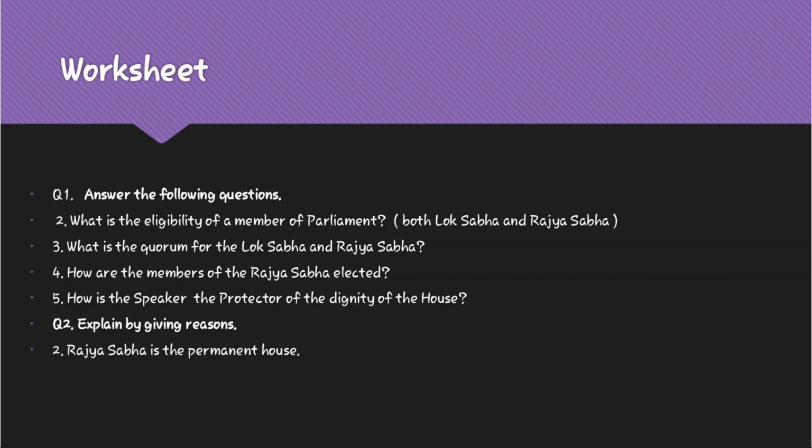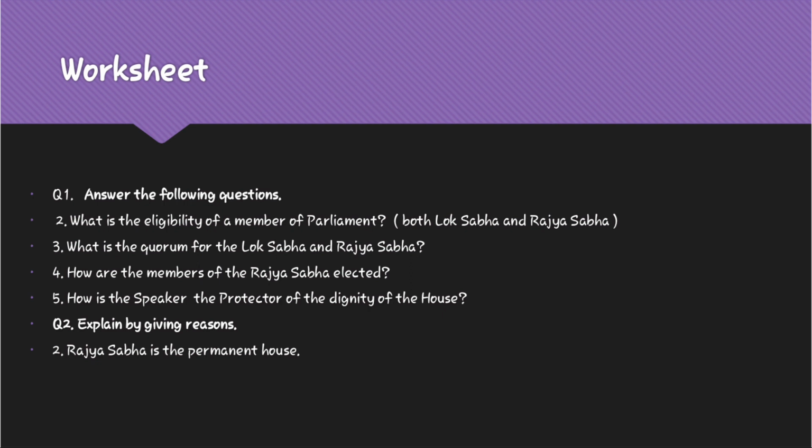Now come to the worksheet, page number 82 of our textbook, section 1. Answer the following questions. Question number 1 we have already discussed in the first video. Moving to question number 2. What is the eligibility of a member of parliament? Here I am asking you to write both Lok Sabha and Rajya Sabha.